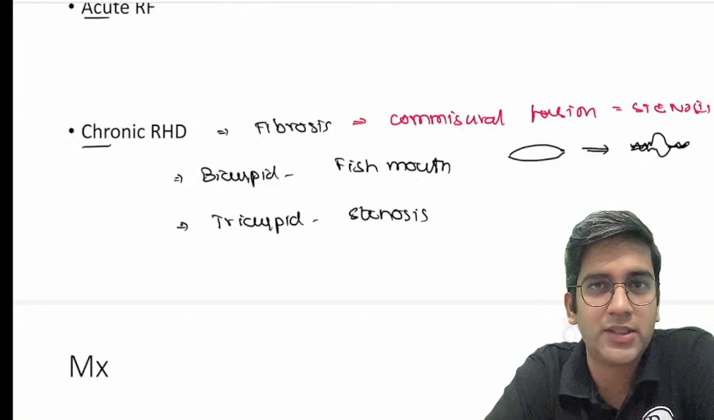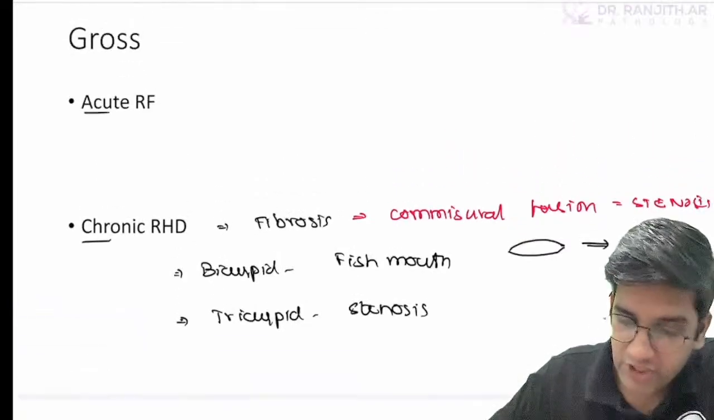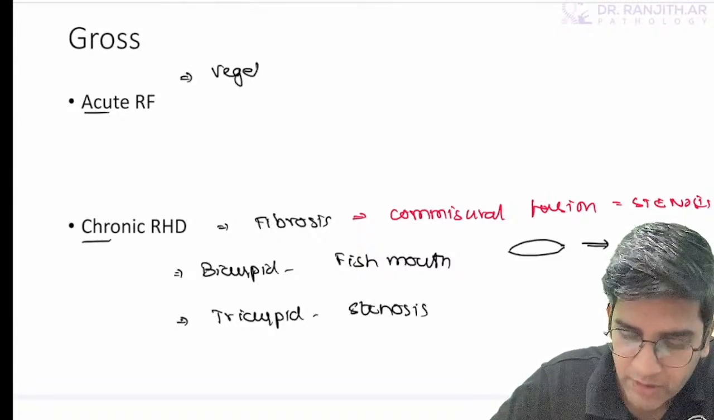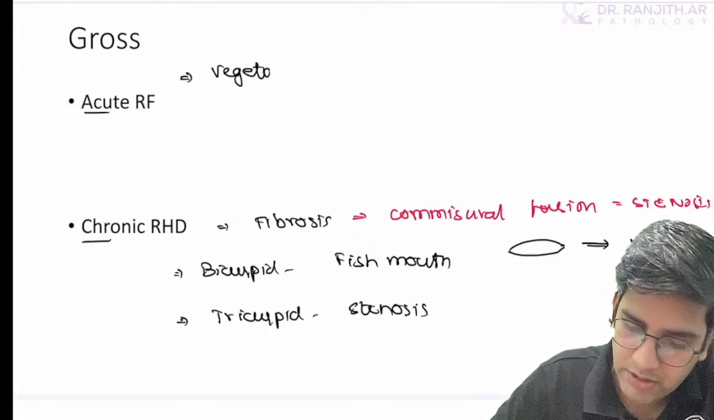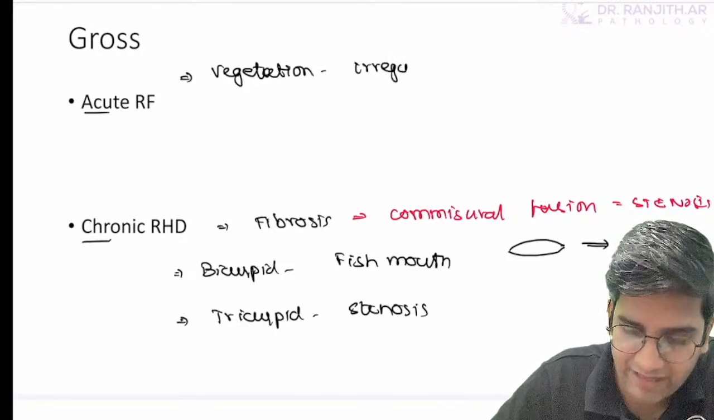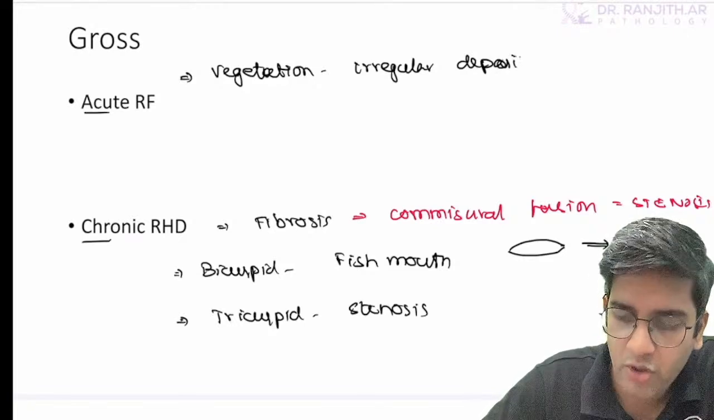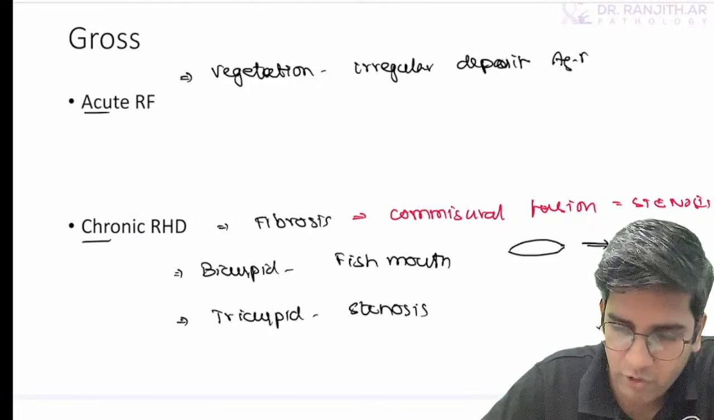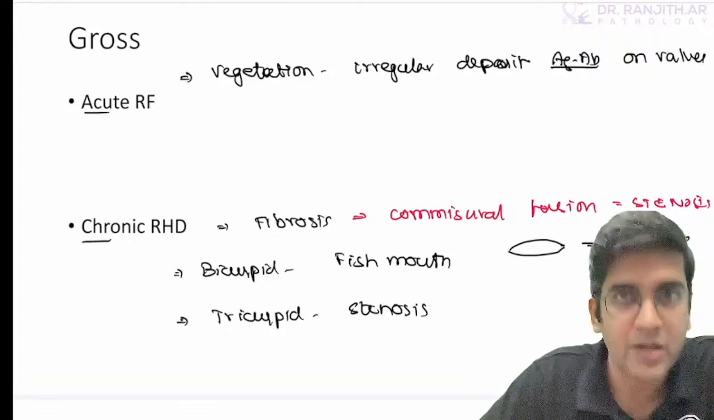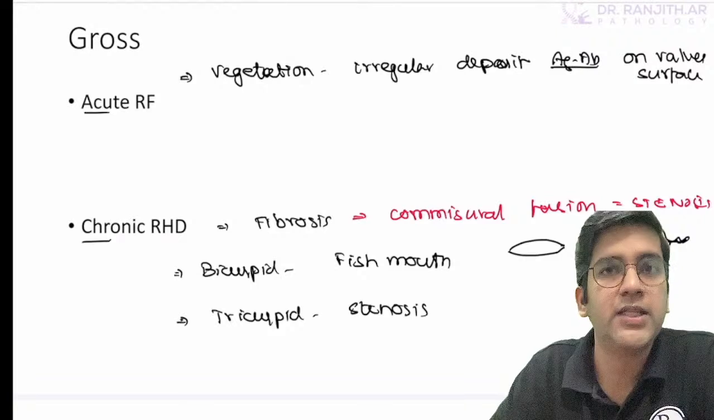Acute. One finding in acute which you should not forget is vegetations, right? Vegetations by default is a very, very classical finding of rheumatic fever. Vegetations are nothing but irregular deposits on the valve surface. They are very tiny irregular deposits of the antigen, antibody, or the immune complex on the valve's surface. What is the name of vegetation in rheumatic heart disease? We call them verrucae.